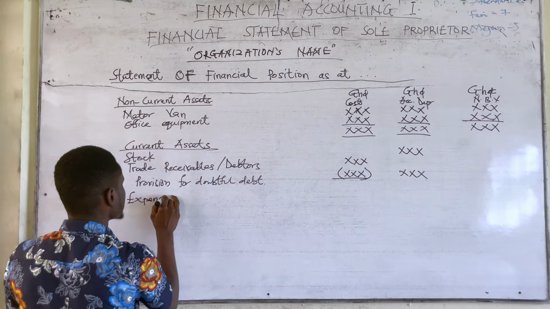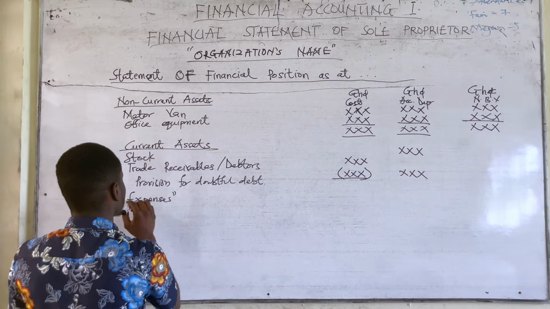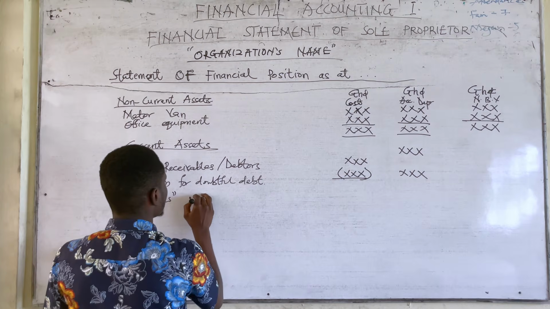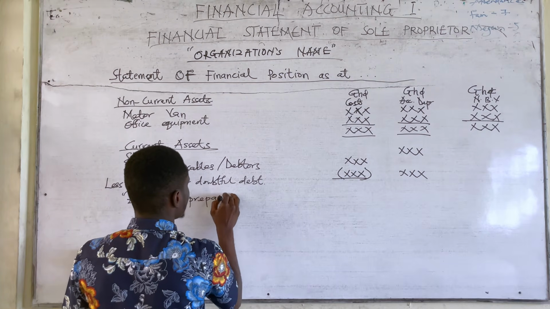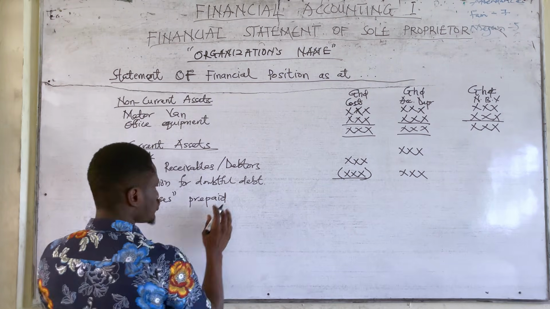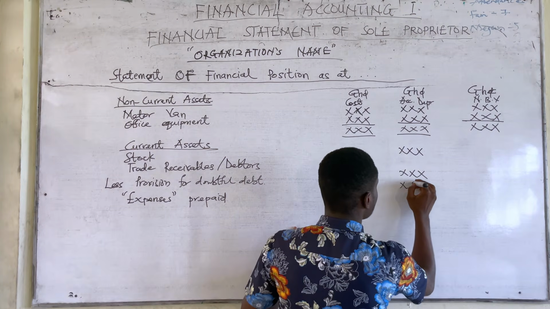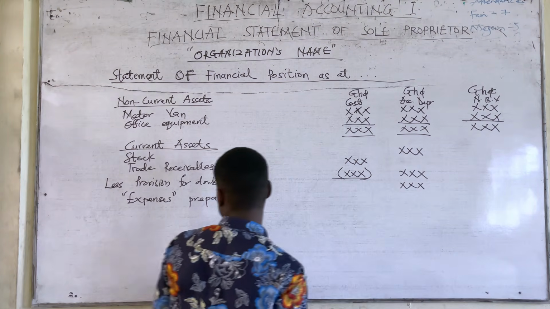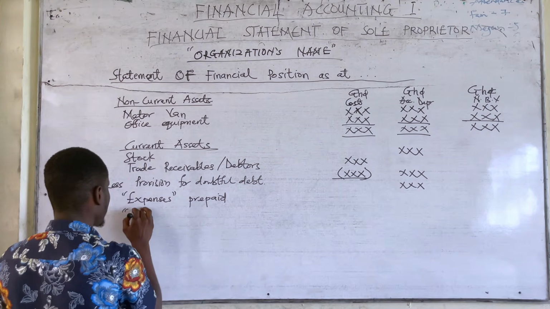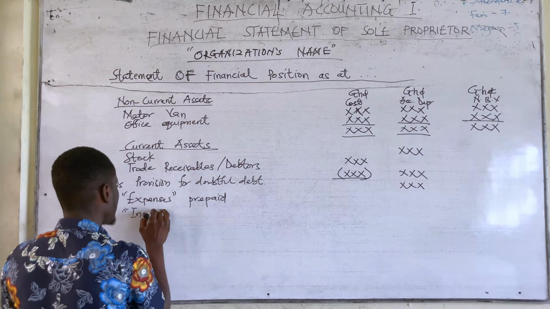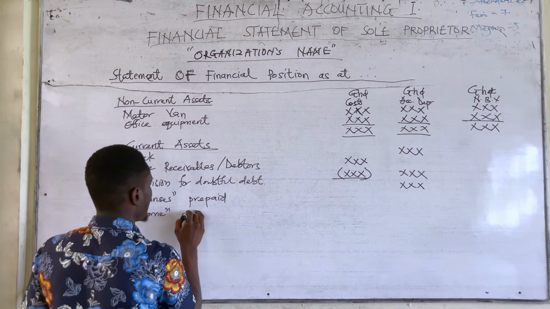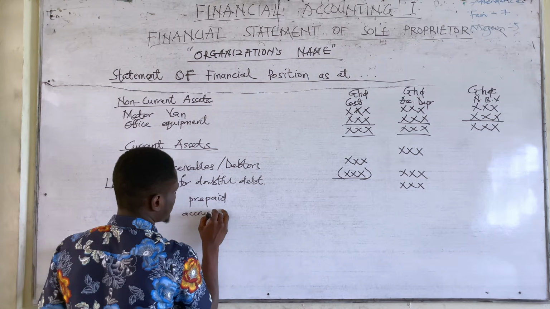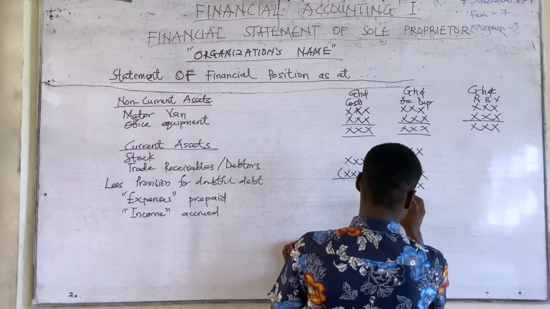expenses prepaid, you show it here. If there was any income accrued, you show it here.